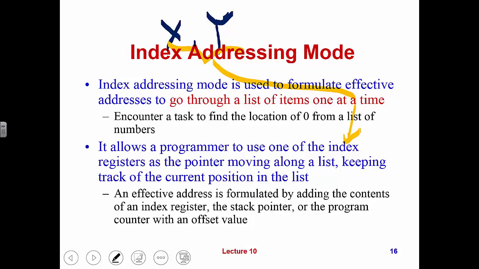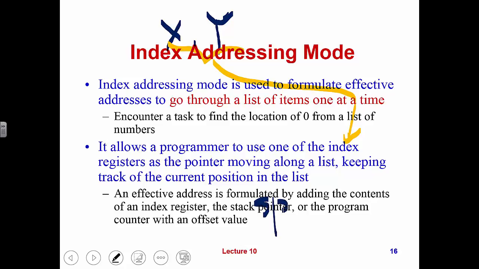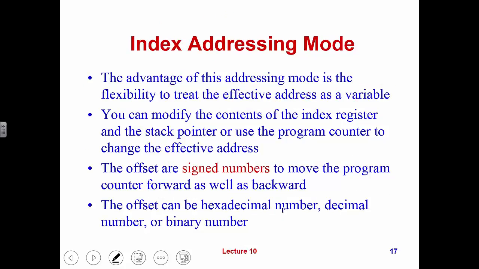We form an effective address by adding the contents of the index registers, stack pointer, or the program counter with an offset value. So it's not only X or Y. We can also do a similar job for the stack pointer, SP, or the program counter. It's very useful, especially if you need to process a large number of data. So we have flexibility to treat the effective address as a variable. We can also modify the contents of an index register, a stack pointer, or use the program counter to change the effective address.